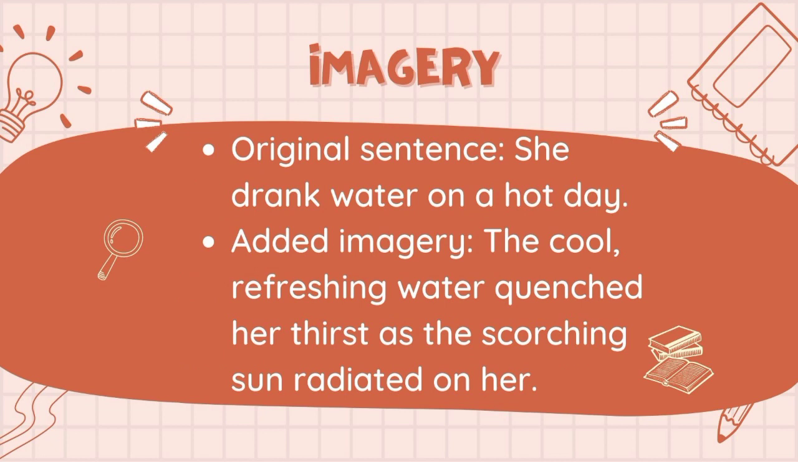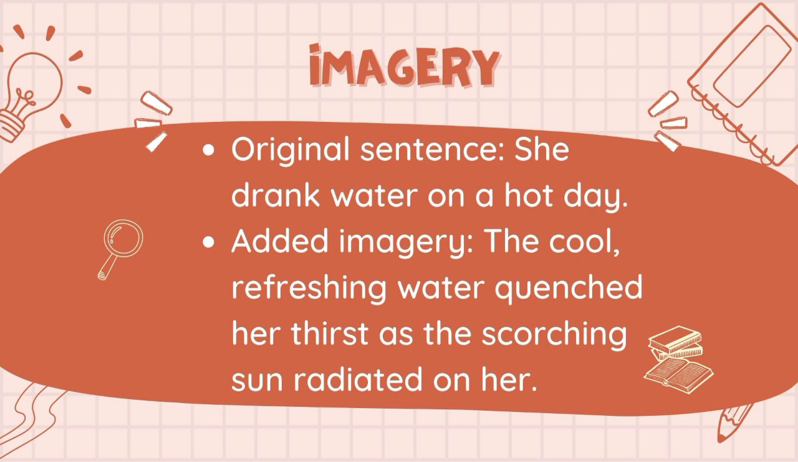Just look at this example. The original sentence is, she drank water on a hot day. It's just a simple sentence. It's a literal meaning. She's just drinking water on a hot day. But when we add imagery to that sentence, this would be the result: the cool, refreshing water quenched her thirst as the scorching sun radiated on her. You can see that there's drama in it.